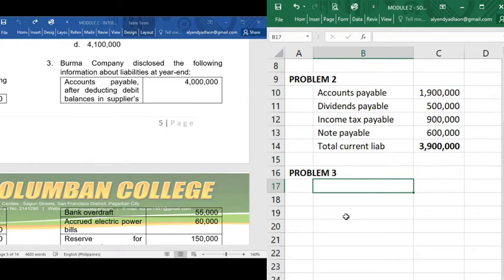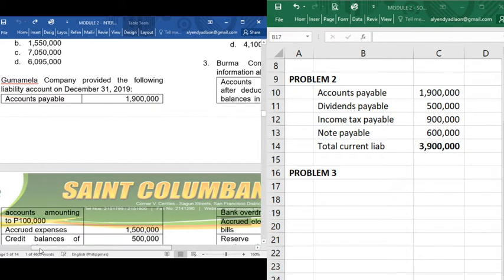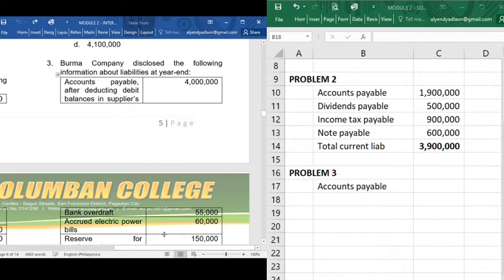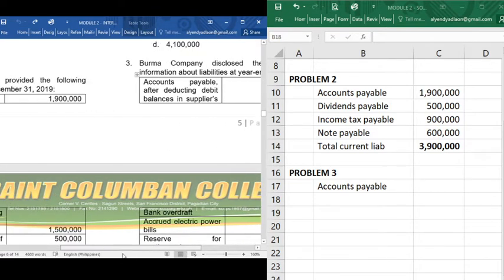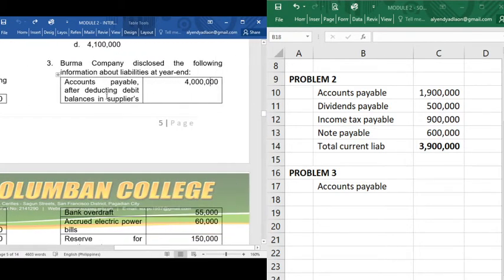First, accounts payable after deducting debit balances in suppliers' accounts amounting to 100,000 pesos. So take note that an accounts payable is a current liability. But the question here is, how much are we going to record in the accounts payable account? Accordingly, after deducting debit balances in suppliers' accounts, we have accounts payable of 4 million pesos. Okay? There is a debit balance of 100,000. Now, what is this debit balance in suppliers' accounts?